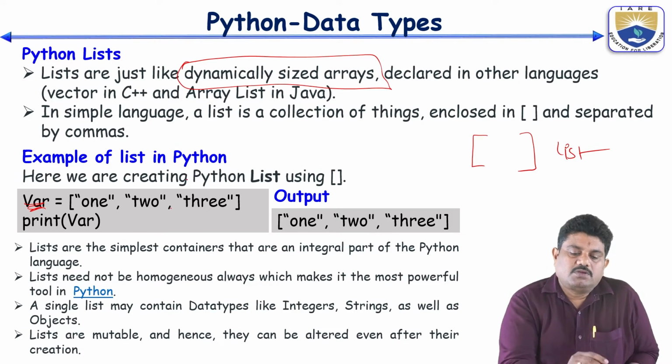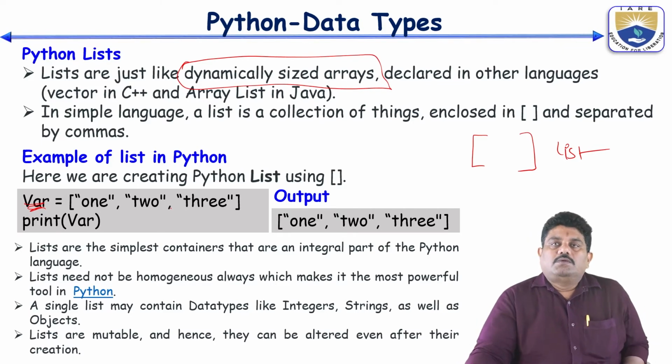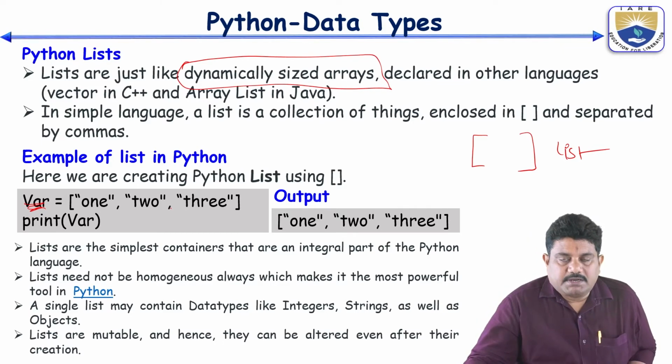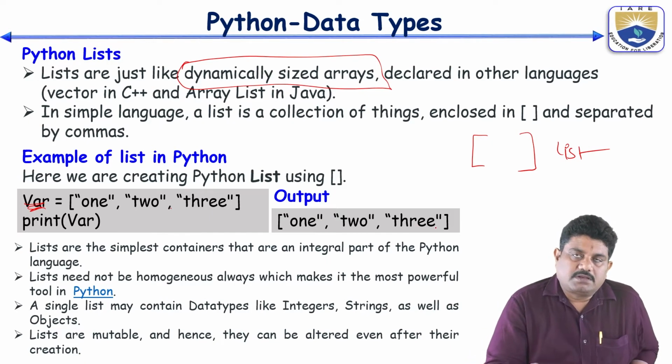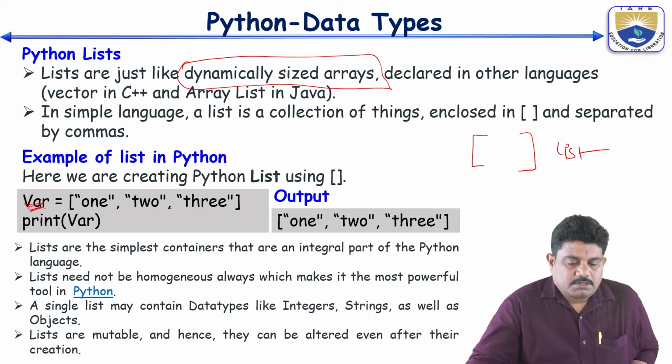Whatever values you maintain in the list, all those values will be printed as output when you try to print it by using print of the variable. Lists are the simplest containers that are an integral part of the Python language. Integral part of the Python language means it comes with the Python language. Lists need not be homogeneous always, which makes it the most powerful tool in Python.